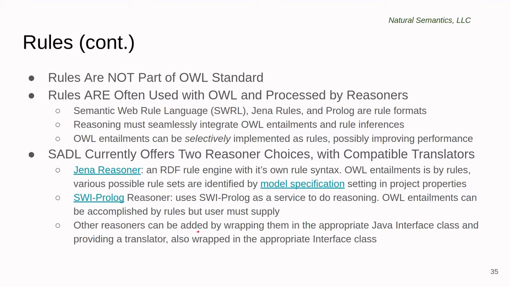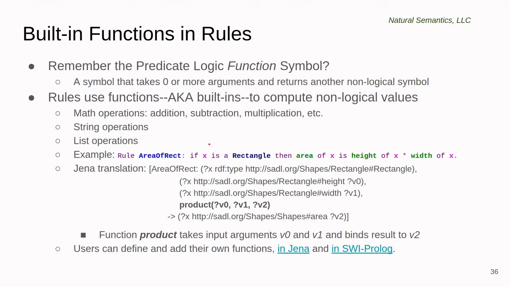Note that other reasoners can be added to the Saddle environment by wrapping them in the appropriate interface classes and providing a translator, also wrapped in the appropriate interface classes, so that the translator will translate the constructs into the appropriate representations, and the reasoner will then reason and query using that reasoner and associated query engine. In the past, for example, Saddle has supported the Pellet reasoner, but that is no longer really open source and is no longer supported by Saddle.